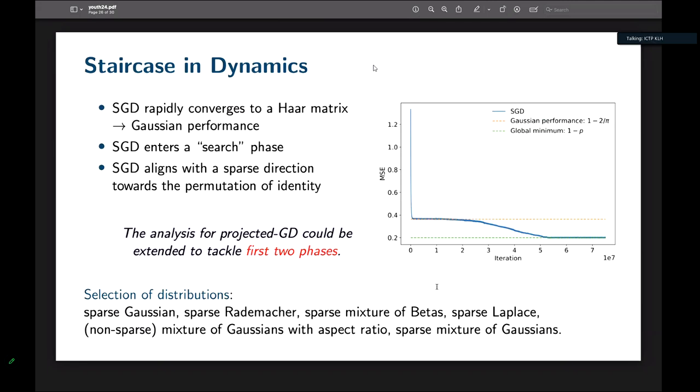Now, this is not just one experiment on sparse Rademacher data. This is pretty much consistent for any source we tried, and this behavior is uniform across all of them. We didn't try all the distributions, obviously, but here's the list of which we tried.